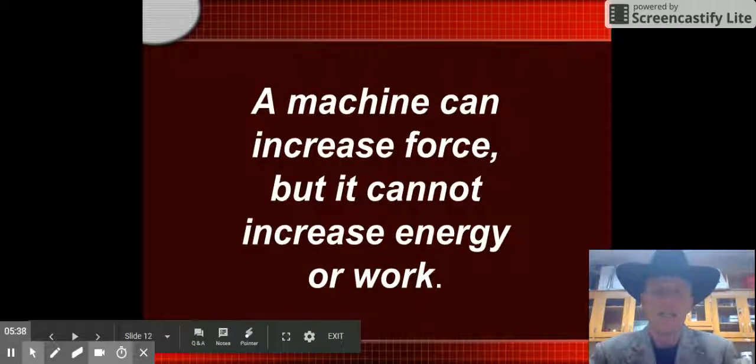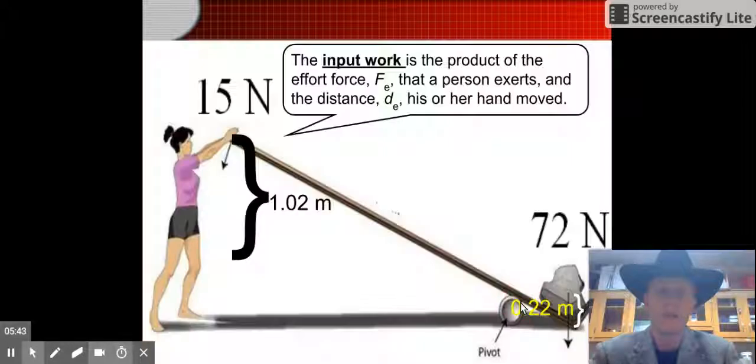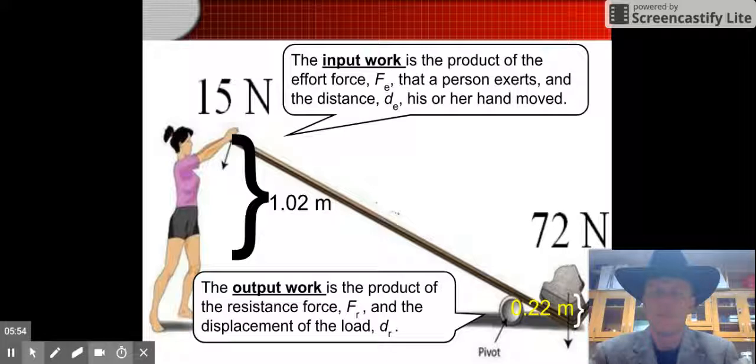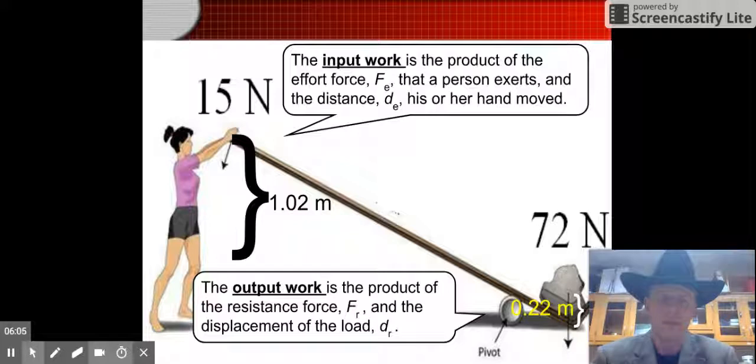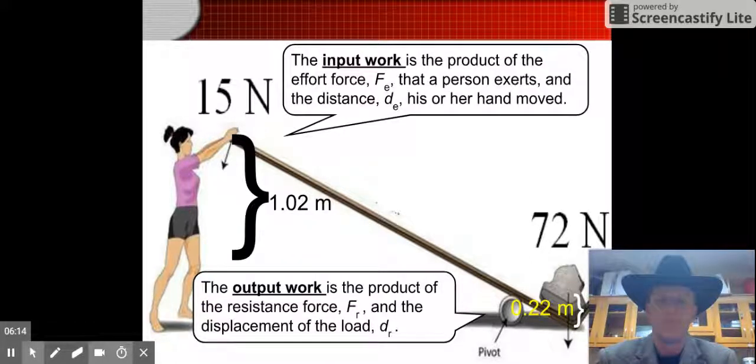So a machine can increase the force, but it cannot increase the energy or work. We say it's conserved. The input work is equal to the output work. The input work is really the work on one side, the person's side, the person touching the machine side. You take the force times the distance it moves, and you got the input work. On the output work, you have the same kind of thing. The output work is the force of the load, maybe the weight of the load, times the distance that you move it. And they are equal or conserved.